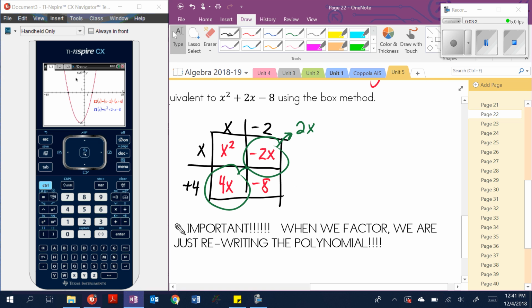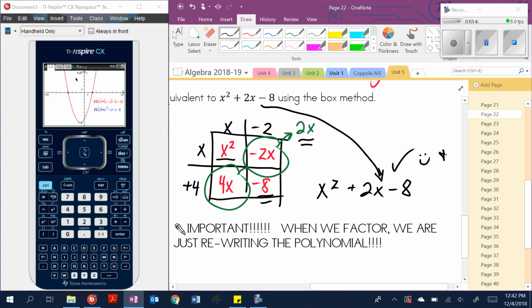So the drum roll to make sure that these are equivalent. We're going to take our x squared, our positive 2x, which we see up here, minus 8. My constant, is that the same? Yes, it is. We're happy. Let's put a check, smiley face, and a star because this is so amazing.